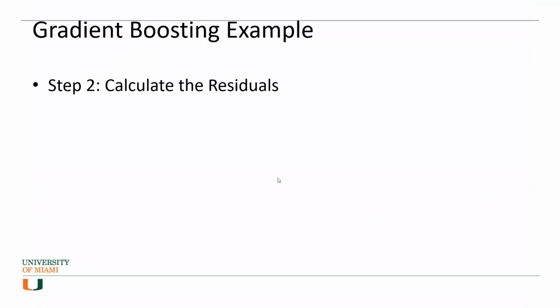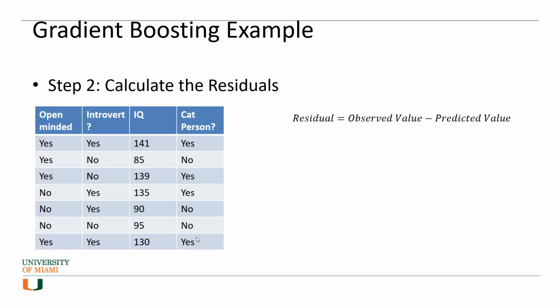Now, the second step is to calculate the residuals. What is a residual? A residual is the difference between the observed value, or the actual value, and what we have predicted. In this particular example, you are going to have the observed values in terms of probability. So when a person is actually a cat person, the probability that that person is a cat person is going to be equal to 1. And when the person is not a cat person, then that probability is going to be 0.